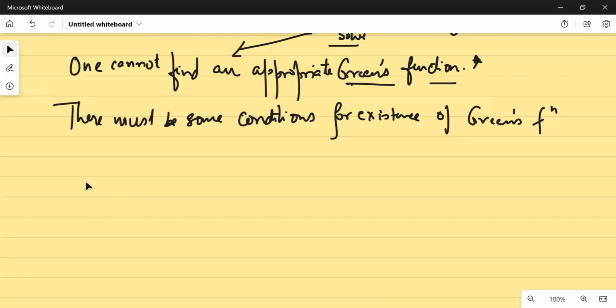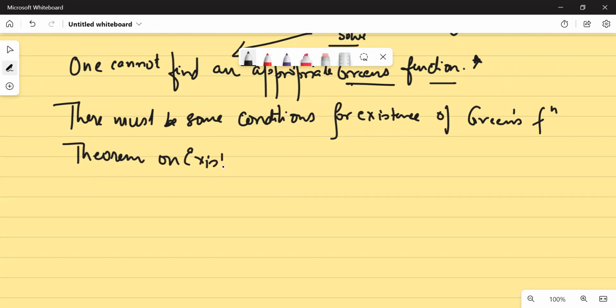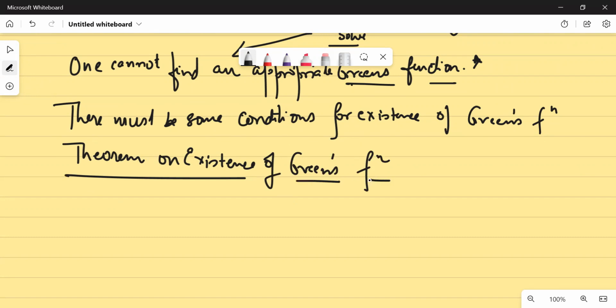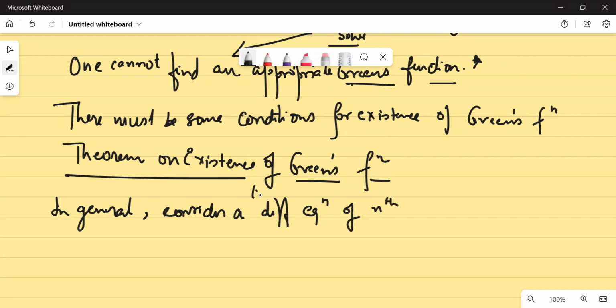Okay. Now, if I just write what all those conditions are, I'm going to write it now. So you can say the theorem on, and I'm not going to derive it, theorem on existence of Green's function. So let us consider a differential equation in general of nth order. So let us consider a linear differential equation of nth order.